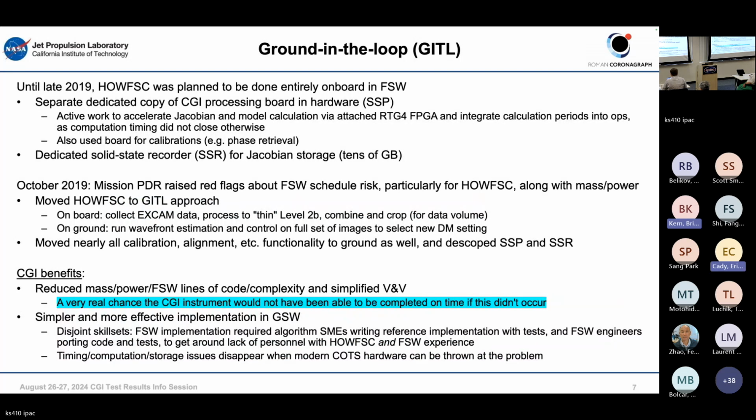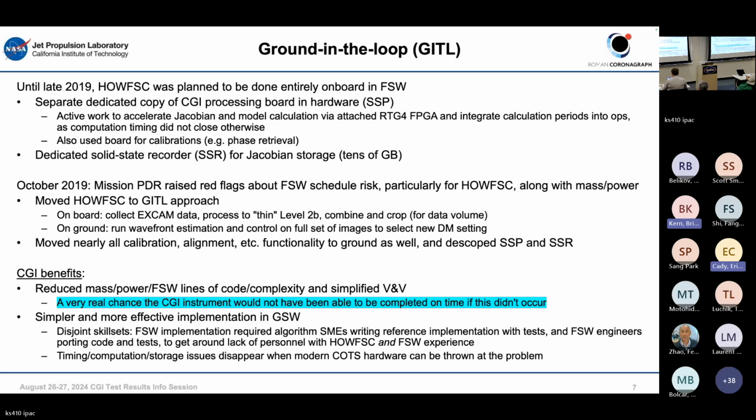So I've talked about HOFUS. I haven't talked so much about GITL. GITL, ground in the loop, is how we actually implement the HOFUS. And there's some history here. Up till about 2019, we had been planning to do all of this in flight software, all flight software all the time.